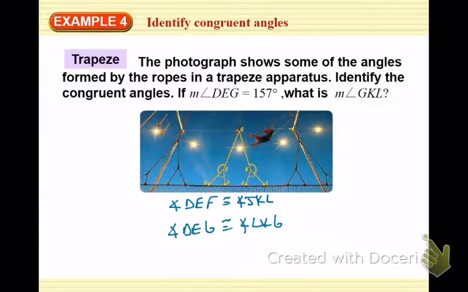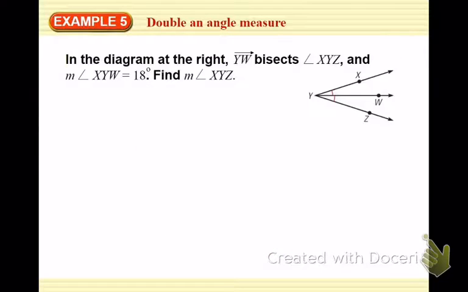If the measure of angle DEG is 157 degrees, then we want to know what the measure of angle GKL is. Well, GKL and LKG are the same angle, just named two different ways. But they're congruent, they're equal, so the measure of angle GKL has to also be 157 degrees. That's what it means to be congruent. Okay? So we want to use that idea as well. Kind of like this.